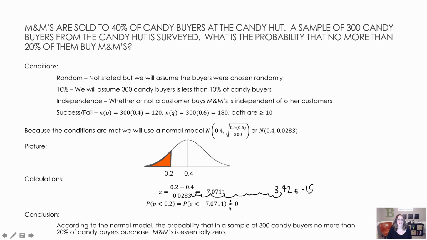So this number was very, very small, and so we said essentially the probability is 0. So according to the normal model, the probability that in a sample of 300 candy buyers, no more than 20% of candy buyers buys M&Ms is essentially 0.